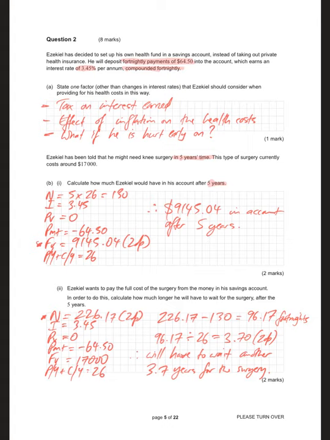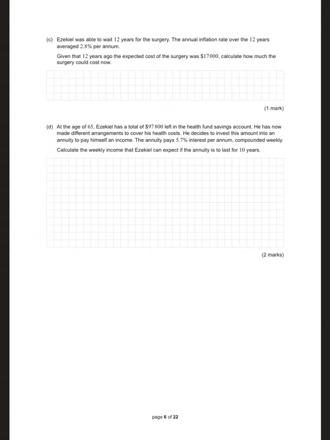Alright, next. Ezekiel was able to wait 12 years for the surgery. The annual inflation rate over the 12 years averaged 2.8. Given it 12 years ago, it's expected to cost 17 grand. How much would it cost now?